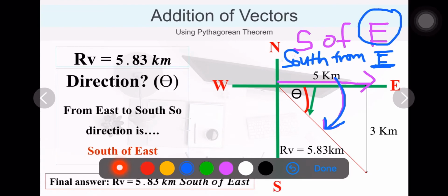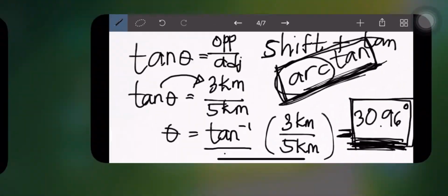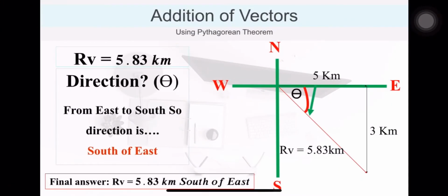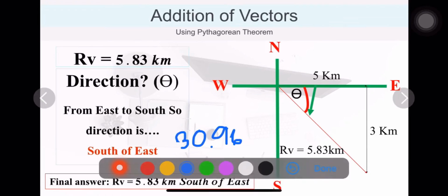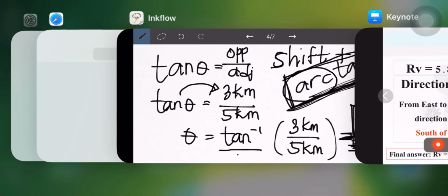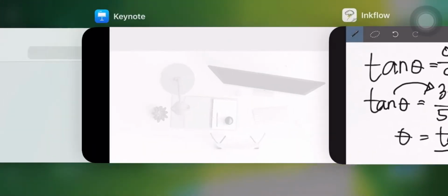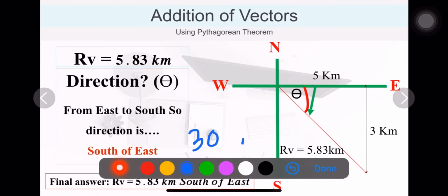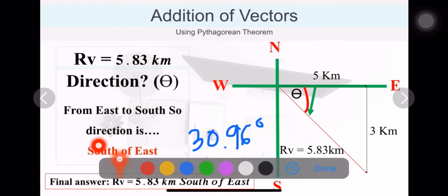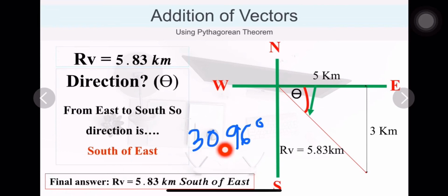So our final answer is 5.83 kilometers and then 30.96 degrees from our solution earlier, 30.96 south of east. Okay, so that's the complete answer. Final answer is 5.83 kilometers, 30.96 degrees south of east.